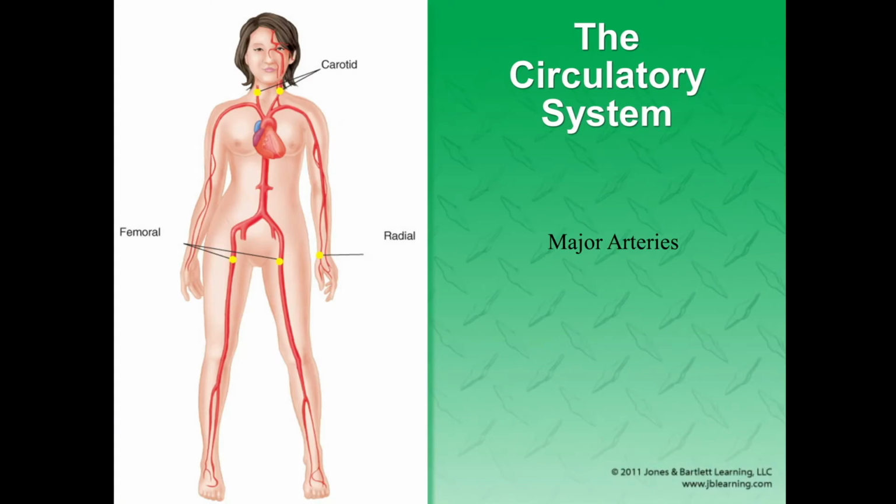So here is a diagram of where the arteries are. So we have the carotid artery that's located, like I said, in the neck. You can check on either side. And then the femoral arteries in the groin, you can also check on either side, as well as the radial arteries, you can check on either side or either extremity.